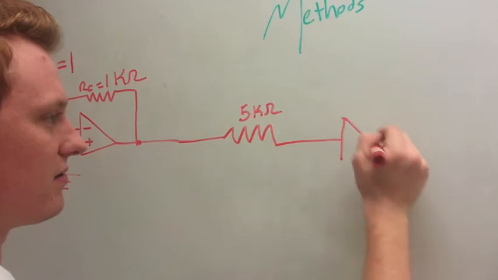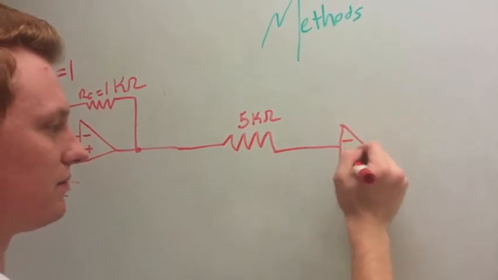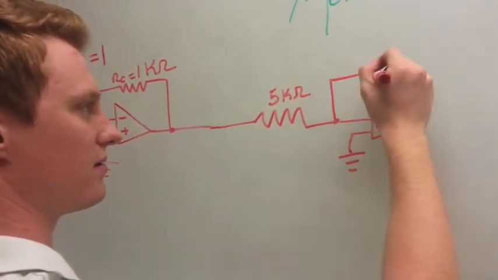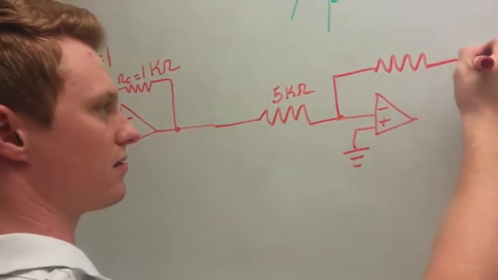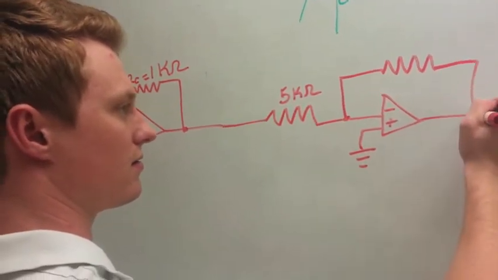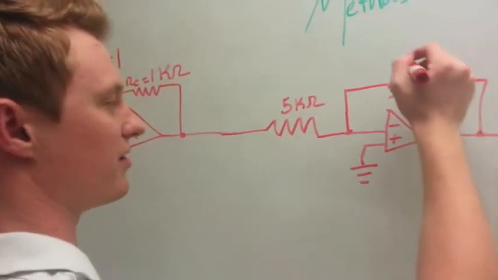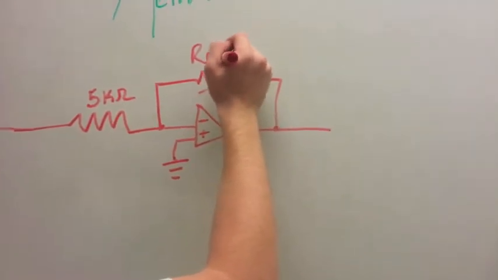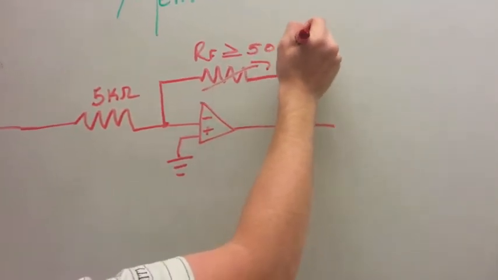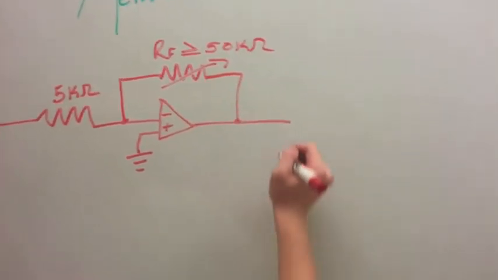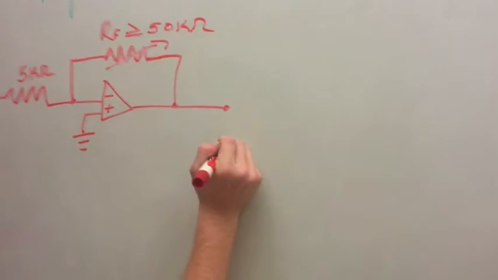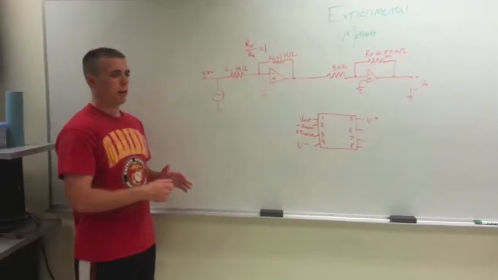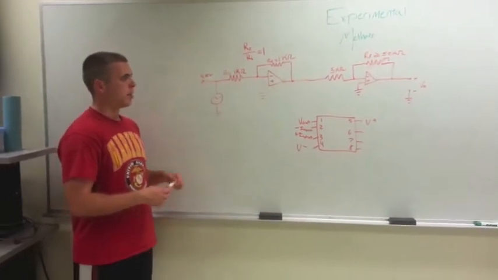And our op amp again. Ground the positive terminal. And then have our feedback resistor, which is our potentiometer, which has a max resistance of 50 k ohms. And right here is our V out.